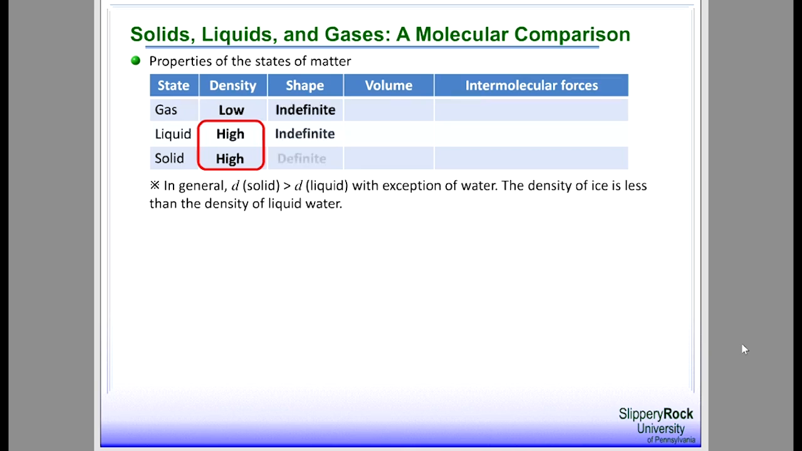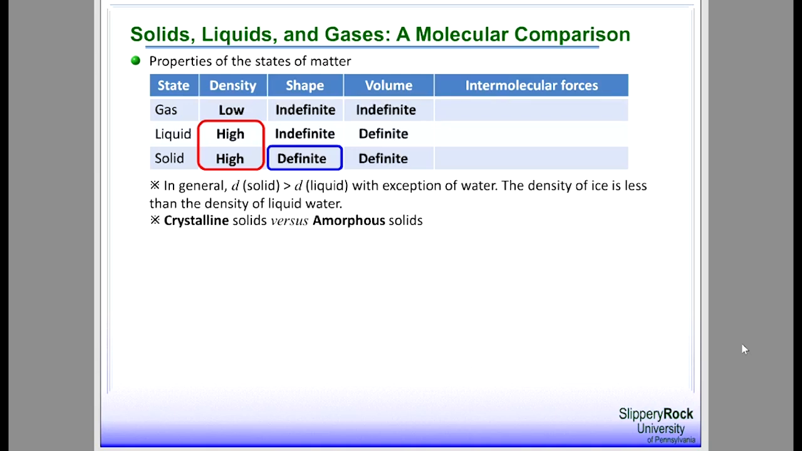The shape of solid is definite, while the shapes of liquid and gas are indefinite, as you may know from day-to-day experience. Crystalline solids are formed by highly ordered arrangements of atoms or molecules, while amorphous solids are formed by disorderly arrangements of atoms and molecules. The volume of gas is indefinite, while the volume of solid and liquid is definite.